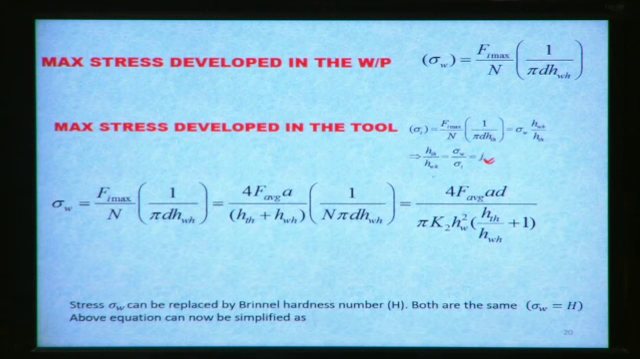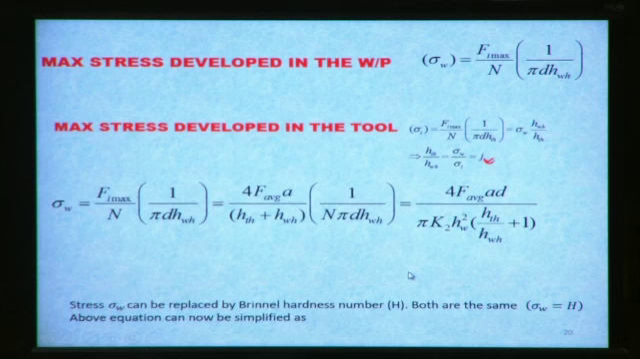So this STH by SW: indentation into the tool by the throwing model, divided by indentation into the workpiece, is equal to stress into the workpiece and maximum stress developed into the tool, equal to J here.